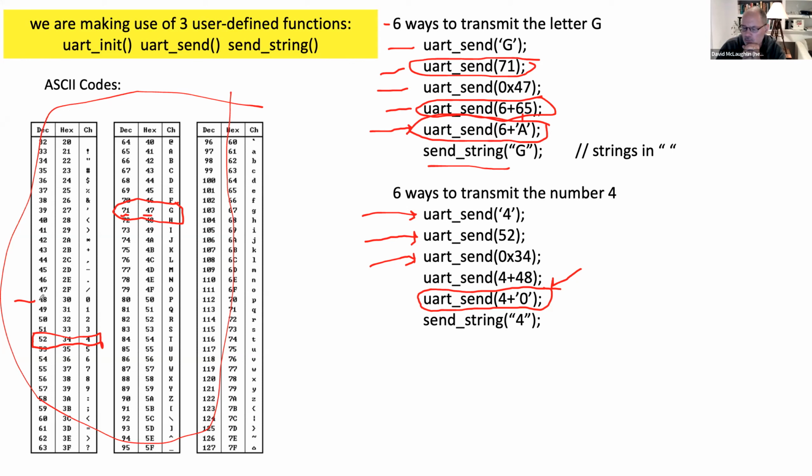So I just got a question from someone in the chat. They asked, if you do UART send 4 plus quote 0, what does that get sent as? That is the same as quote 4, right? In ASCII, quote 4 is the same as the number 4 plus quote 0. Okay, in ASCII we're sending over characters, and so here 0 in quotes is the character 0. It's not the number 0; it's the character 0 because it has single quotes.